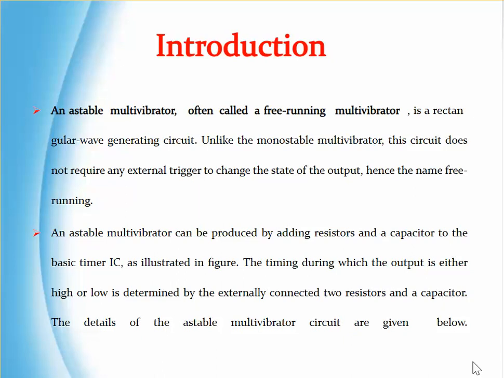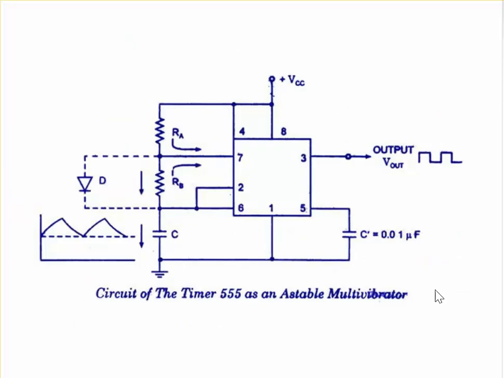generating an output waveform. Normally, an astable multivibrator will develop the output waveform based upon the capacitor charging and discharging. So it is going to develop a square waveform. It is also called a square wave generator. Now we are going to see an astable multivibrator using the 555 timer IC.